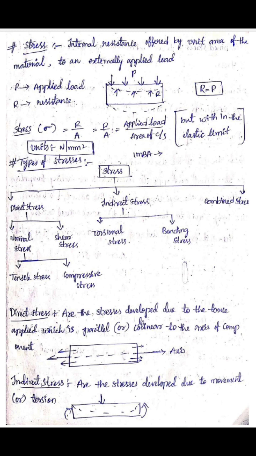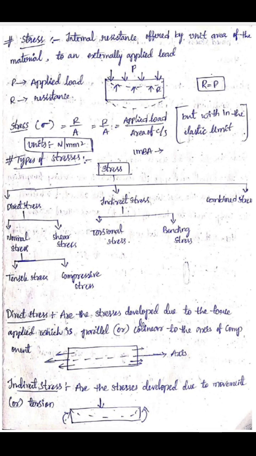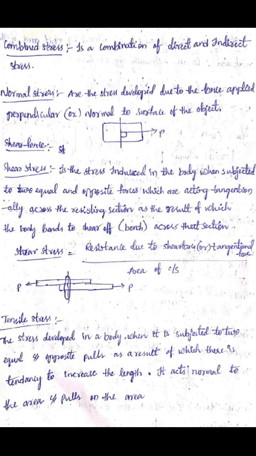Direct stresses are the stresses developed due to the force applied which is parallel or collinear to the axis of the component. You can see in the figure there, direct stress is collinear or parallel to the axis of the component. Indirect stresses are the stresses developed due to the moment or torsion. Next, combined stress. It is a combination of direct and indirect stresses.